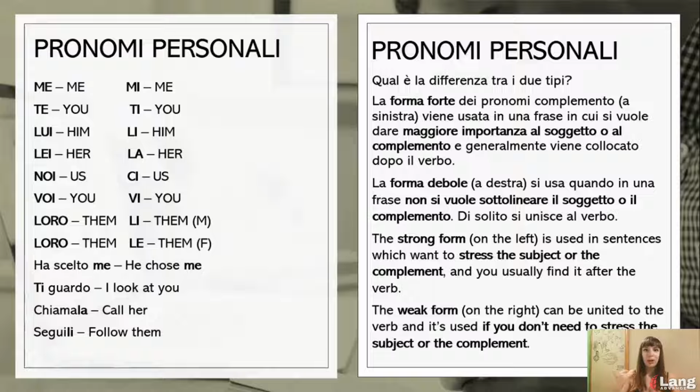Chiamala, call her. Look how the pronoun is attached to the verb. Call her, chiama la. Segui li, follow them, attached to the verb again. So this is basically how you usually recognize if a pronoun is forte or debole. I mean, it's not important to know if they are forte or debole, it's important to know how to use them.